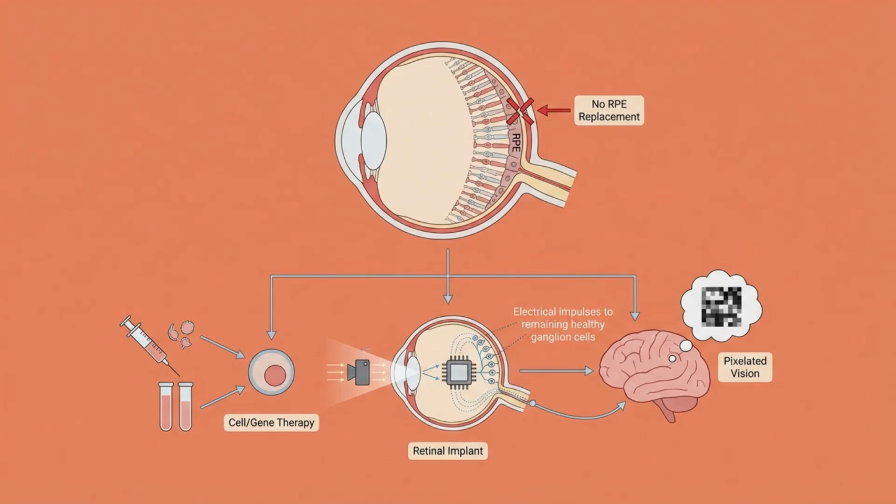Research continues to explore cell-based therapies, gene therapy approaches, and prosthetic devices that can bypass damaged photoreceptors entirely. Some experimental retinal implants convert light to electrical signals delivered directly to the remaining healthy nerve cells in the retina, creating a crude form of functional vision. The images are low resolution and pixelated, but the principle has been demonstrated. The eye and the brain can accept artificial electrical input and construct something recognizable as perception.